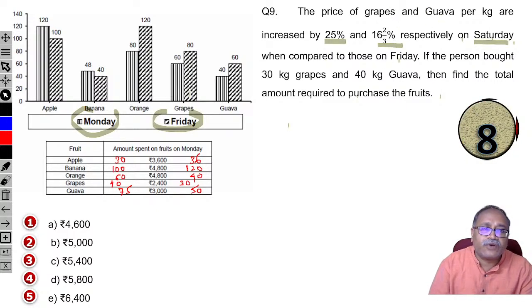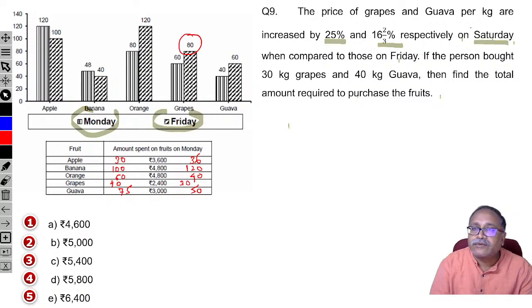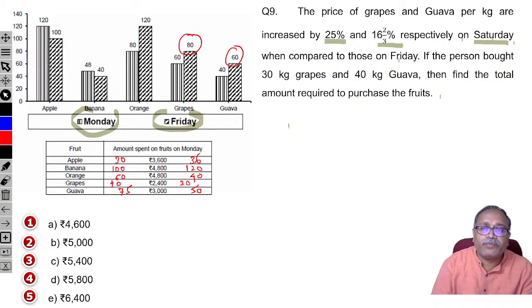So where is the price of grapes? The price of grapes is 80 rupees. So I can write down with a pen 80 rupees. And price of guava, coming to guava, it is 60 rupees. So we can increase that. If the person bought 30 kg of grapes and 40 kg of guava, then find the total amount required to purchase the fruits. I am sure you can answer the question.